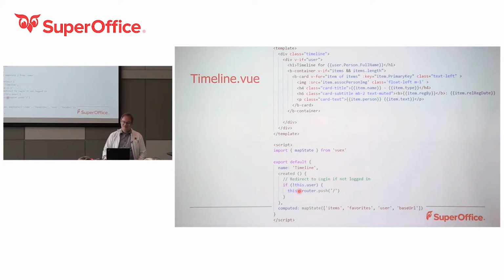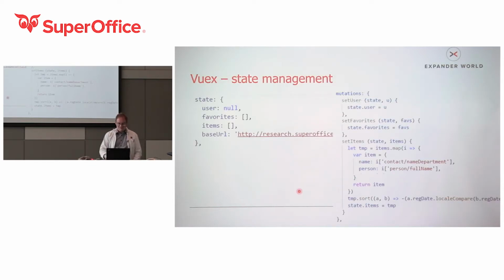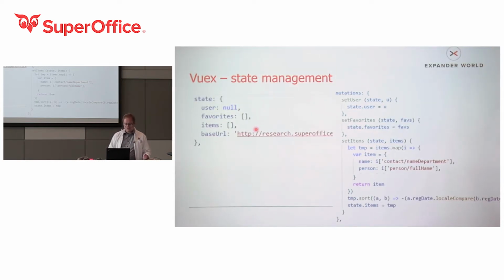And all the rest of this stuff is happening inside the state object. So this is where it gets more interesting. So in state, in the state management part, we define our set of properties. We have user, which starts out blank. We have a list of favorites, also empty. List of sort of activities, it goes in the items list. And then we have a property that defines kind of our URL, like what backend do we want to talk to.